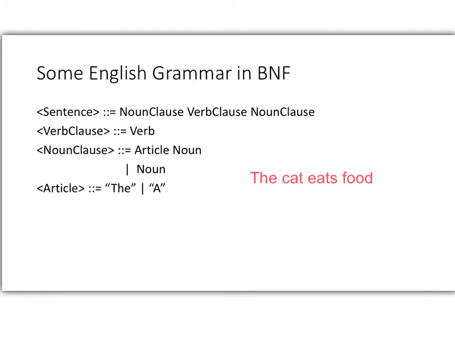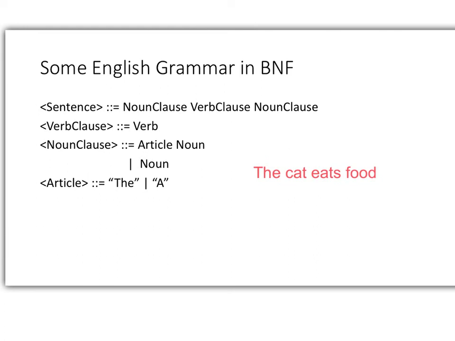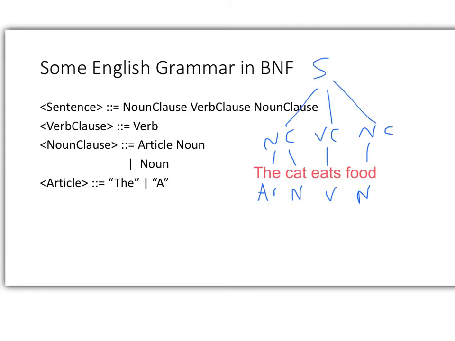The cat eats food is one example. Here, the cat combines to be a noun clause. So here what happens is the cat, the is an article, cat is a noun, eats is a verb, and food is a noun. So the and cat combine here to become a noun clause, eats is a verb clause, and food is a noun clause. And therefore the whole sentence together makes sense.